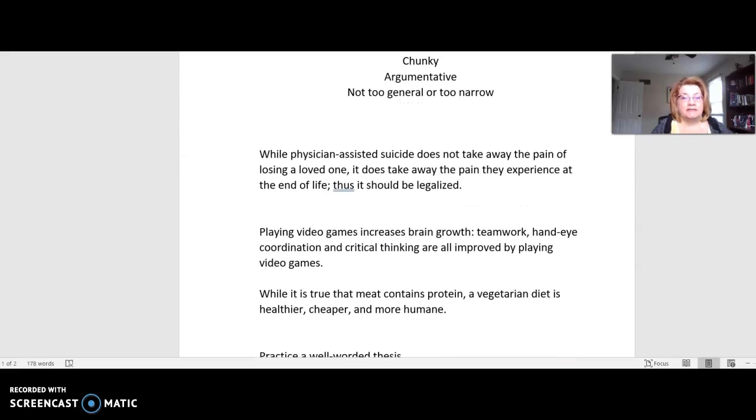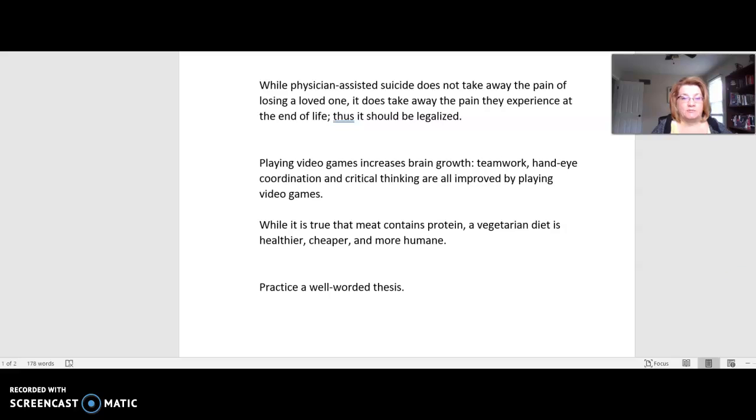So here were some examples from just previous classes' papers. And you can notice this one starts with a subordinate clause that takes on the counter argument. While physician-assisted suicide does not take away the pain of losing a loved one, it does take away the pain they experience at the end of life, thus it should be legalized. And you can see at least 3 parts of that paper reflected there.